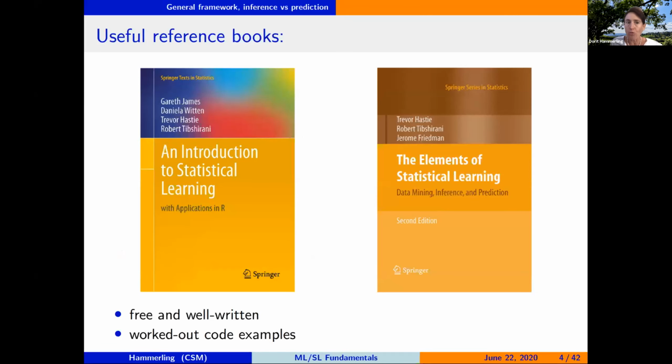There are 2 useful reference books here that are both free and very well written. You can really use them for self-study. I will draw from these books. The Introduction to Statistical Learning is a little less mathematical. The Elements of Statistical Learning is at a more advanced mathematical level, but both are very readable. They have code examples in there, and they're really useful for self-study as well. Especially for the book on the left, there are lecture notes by some of the authors and videos that you can use, so it's ideal for that.